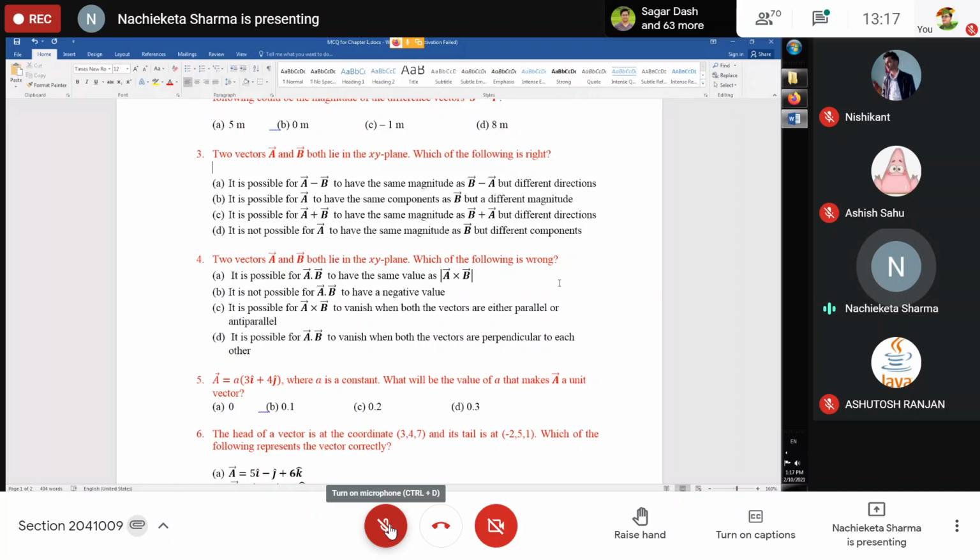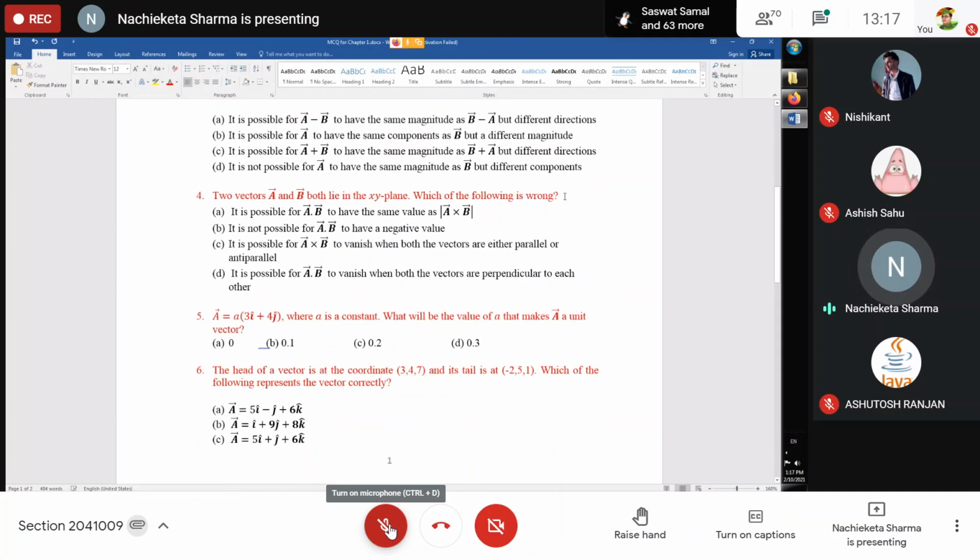So the answer will be A, because A minus B can have the same magnitude as B minus A but different directions. Yes, they have different directions, because A minus B is equal to minus (B minus A). So A minus B and B minus A are two vectors having same length but oppositely directed. So the answer will be A.